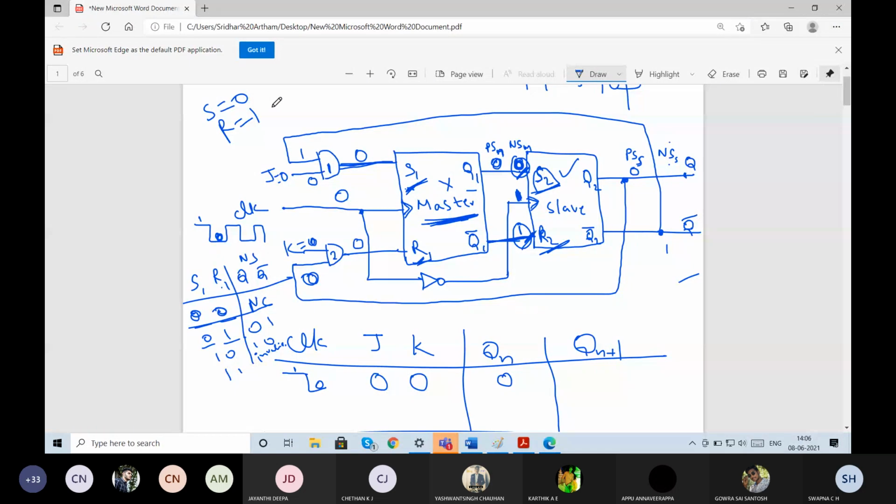So when set is equal to 0 and reset is equal to 1, your Q will be equal to 0. Here Q is nothing but Q2. This will be equal to 0, so this state will be equal to 0. If this is 0, this will be equal to 1. If you observe, the output is not changing just for the positive clock. When the clock is changing from positive to negative, only then the output varies. So here Qn plus 1 is also equal to 0.